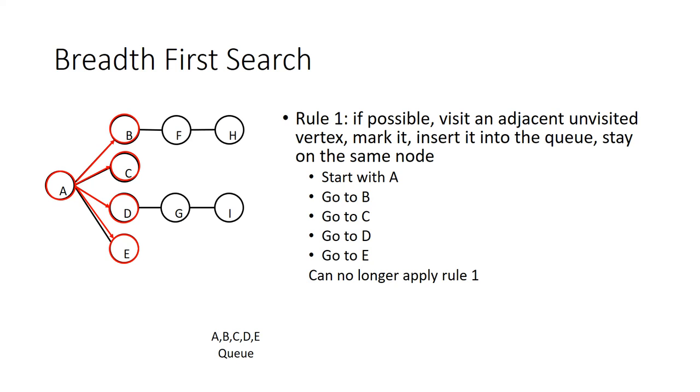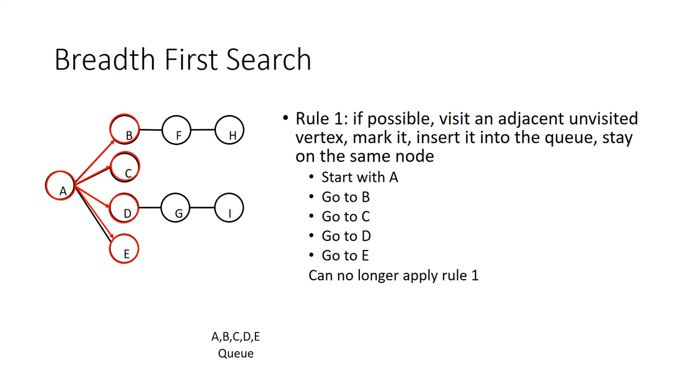So I'm going to visit it, mark it, put it into the queue. Okay, is there any place else I can get to from A? Well, yeah, actually I can go to E. So I'm going to visit it, mark it, put it in the queue. And now I'm at this point. You'll notice that I've marked with the red the different vertexes I've visited and the different paths I've taken. And I've also built a queue that's got, at this point, A, B, C, D, and E on it.